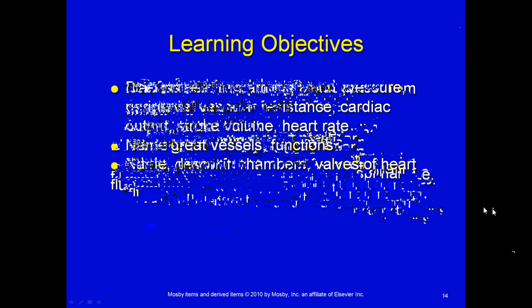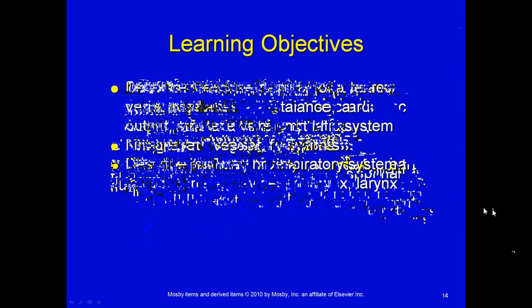We'll name the 8 great vessels and their functions, as well as describe the chambers and valves of the heart. We'll trace the pathway of blood flow through the heart. We'll describe coronary circulation, to include the epicardial vessels. We'll describe the coronary conduction system, as well as the cardiac action potential, and we'll describe systemic circulation. We'll describe the function of arteries, veins, and capillaries, the functions of the lymphatic system.